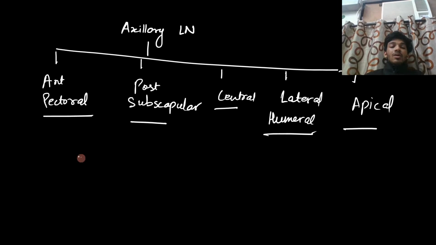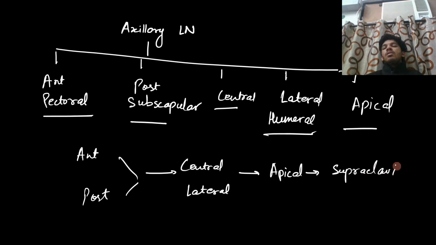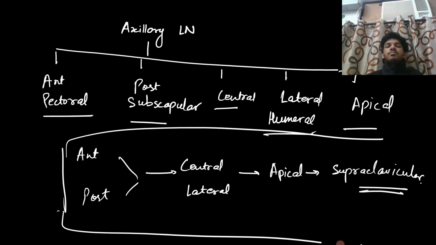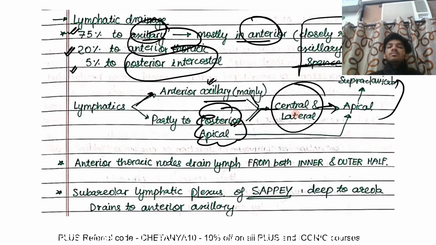Now, one more thing: the anterior and the posterior receive some drainage and take it to the central and lateral. From the central and lateral, it goes to the apical. From the apical, it goes above the clavicle to the supraclavicular lymph nodes. From there, it goes to the main lymphatic trunks. So that is how the flow of lymph goes: anterior, posterior, then central and lateral, then apical, then supraclavicular.